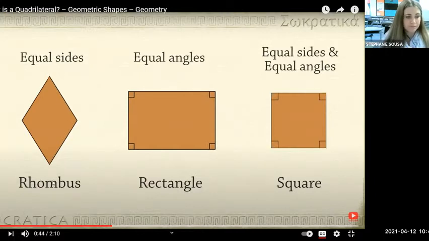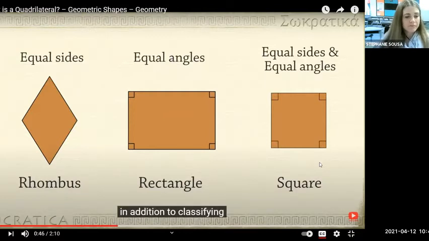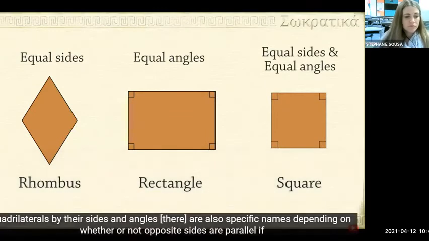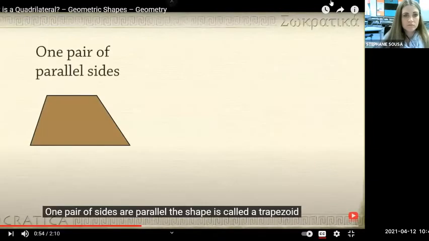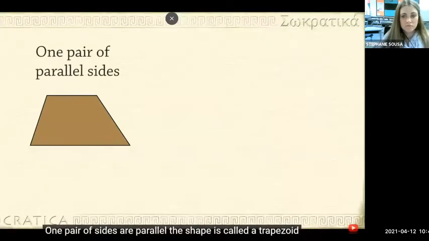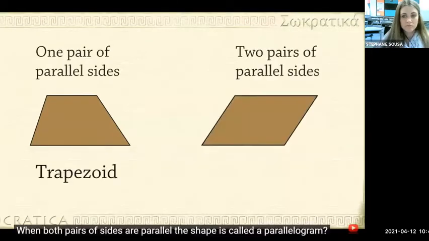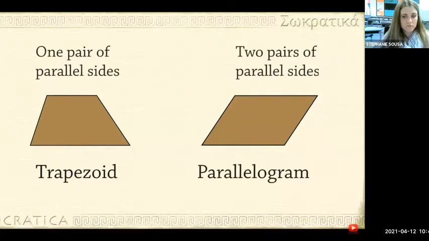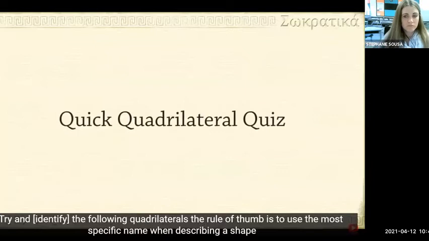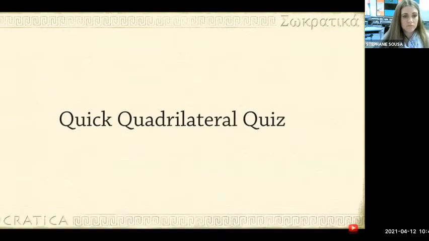In addition to classifying quadrilaterals by their sides and angles, there are also specific names depending on whether or not opposite sides are parallel. If one pair of sides are parallel, the shape is called a trapezoid. When both pairs of sides are parallel, the shape is called a parallelogram. Try and identify the following quadrilaterals. The rule of thumb is to use the most specific name when describing a shape.